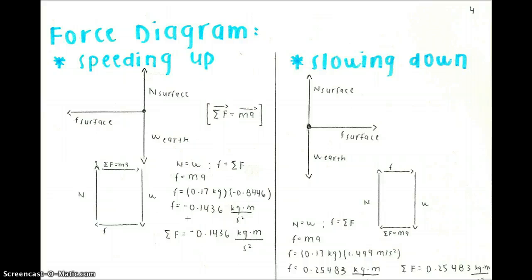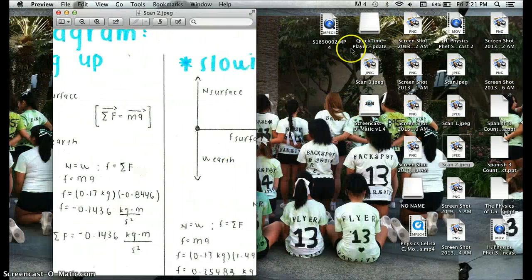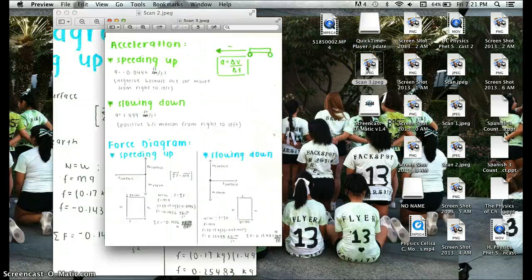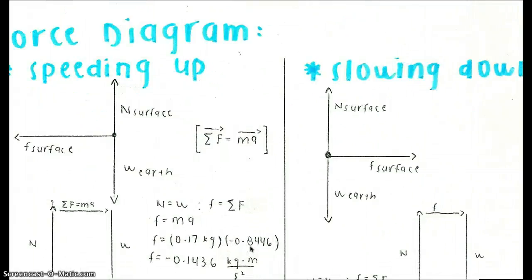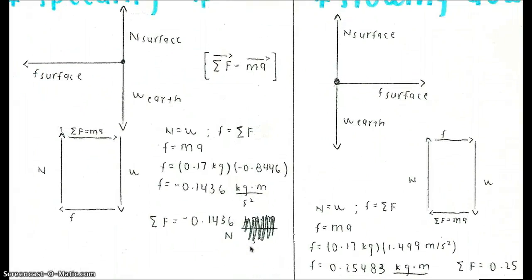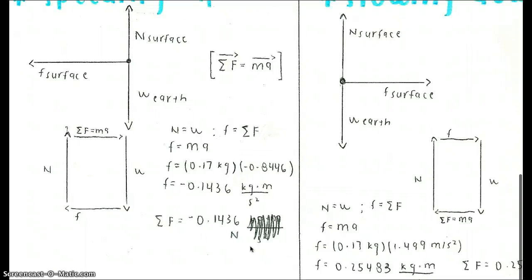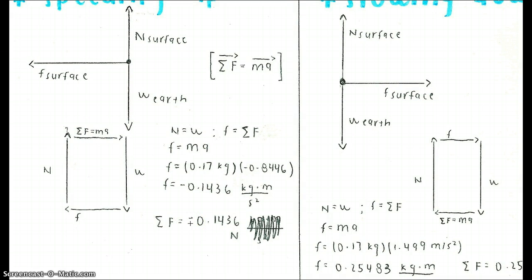kilograms times, our friction is kilogram times meters per second squared, which means that our total force for when it is speeding up is negative 0.1436 newtons.